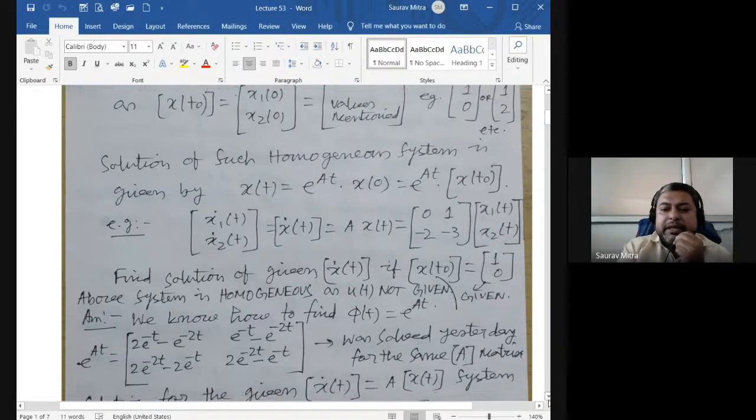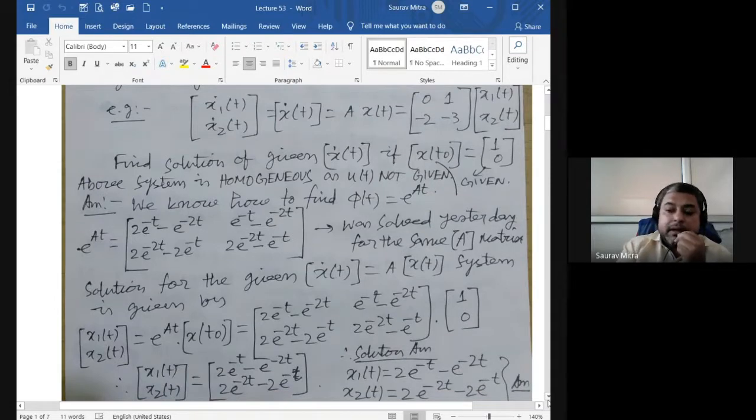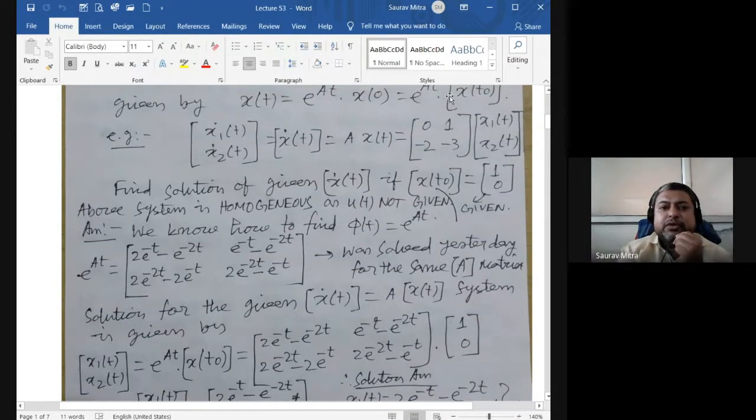So multiply e raised to At with that, and you are going to find what is called the homogeneous system solution. So I have explained it with respect to a numerical. If you don't understand the theory, let it go. Just see this numerical and you will understand what is meant by a homogeneous system and how to find the solution of that.